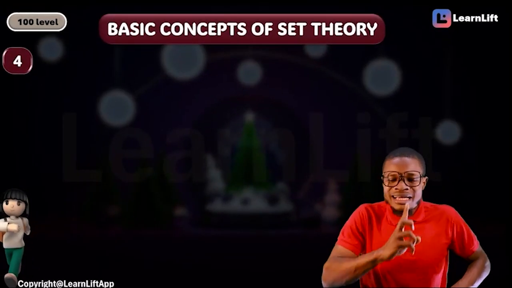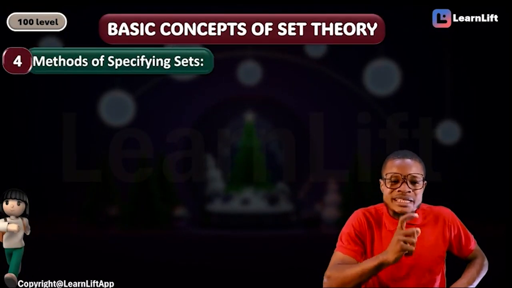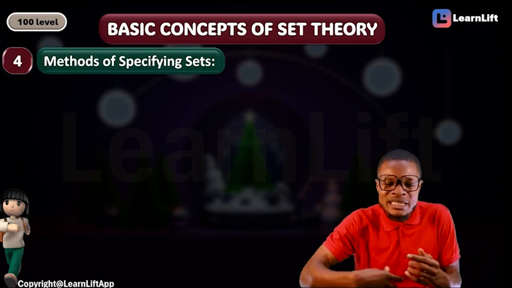Number 4, very quickly, it has a name. Number 4, the basic concept, is called the methods of specifying sets.